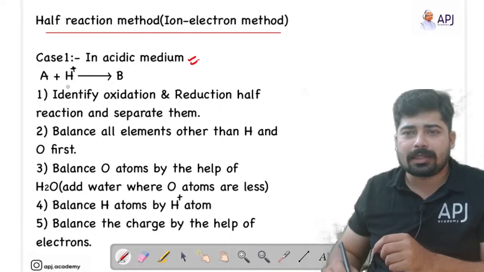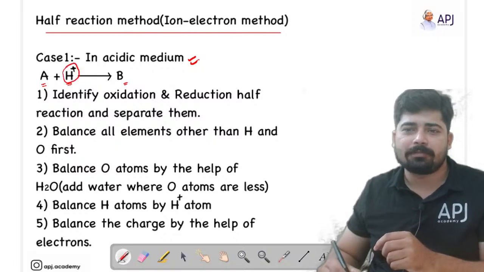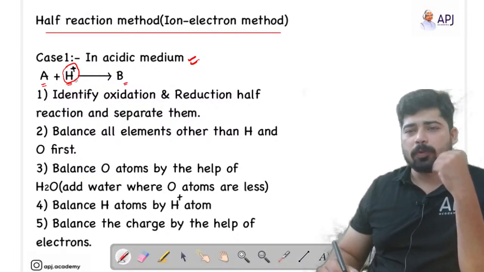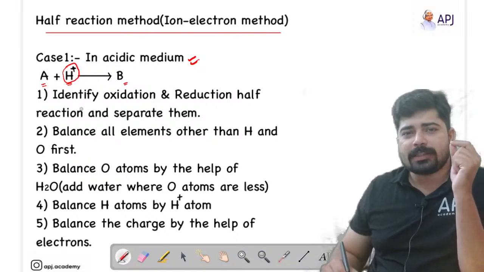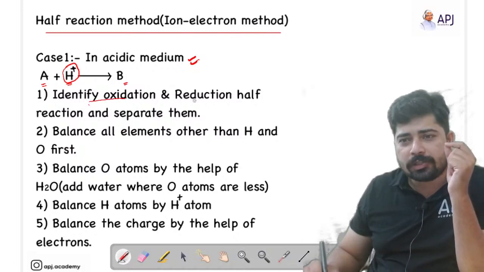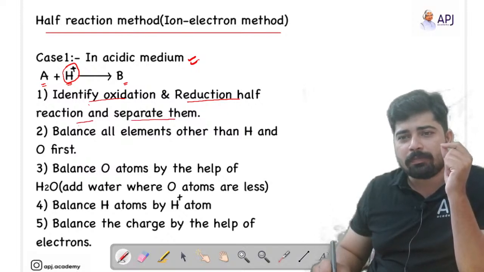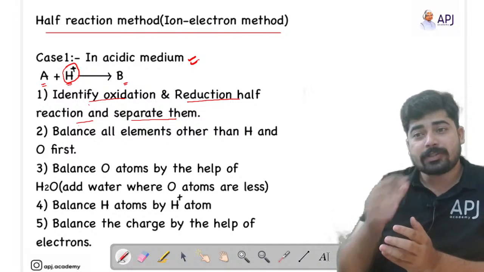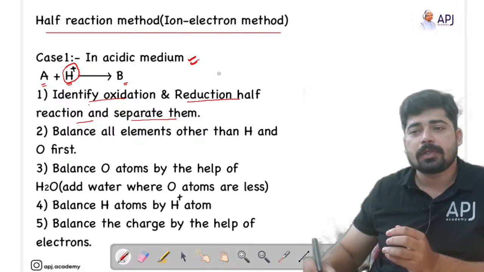See students, this is the general reaction. That means A giving B, and H plus indicates that this reaction is taking place in acidic medium. What is the first step you have to do? The very first step is that you have to identify the oxidation and reduction half reactions, and you have to separate them. So students, how can you identify oxidation and reduction half reactions?